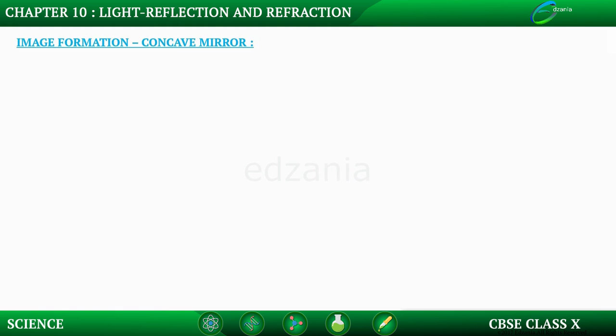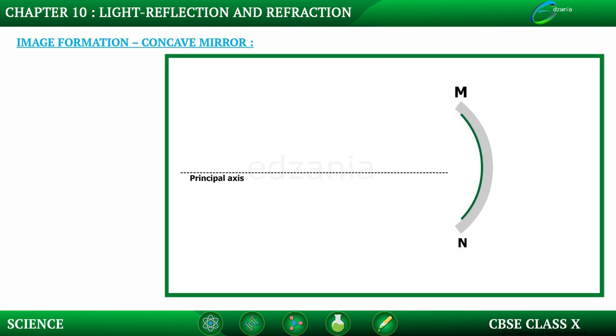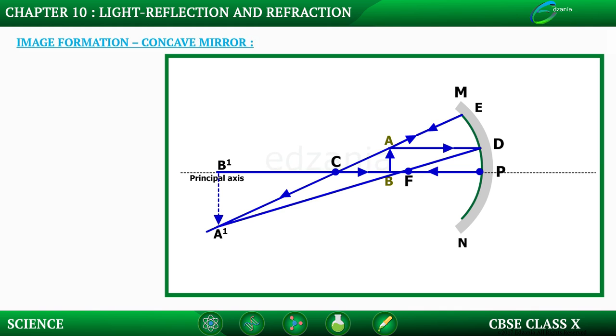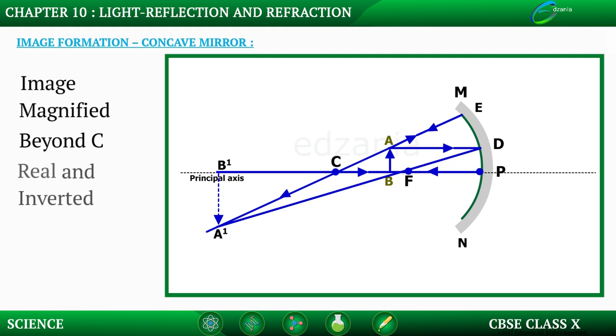Next case, when the object is moved further closer to the mirror, kept somewhere between C and F, here we will consider two rays, one passing through the center of curvature, another moving parallel to the principal axis, and we know that they will converge at a far point which is beyond C, and the image formed is larger. So in this case, the properties of the image will be magnified, beyond C. Again, it is real and inverted.